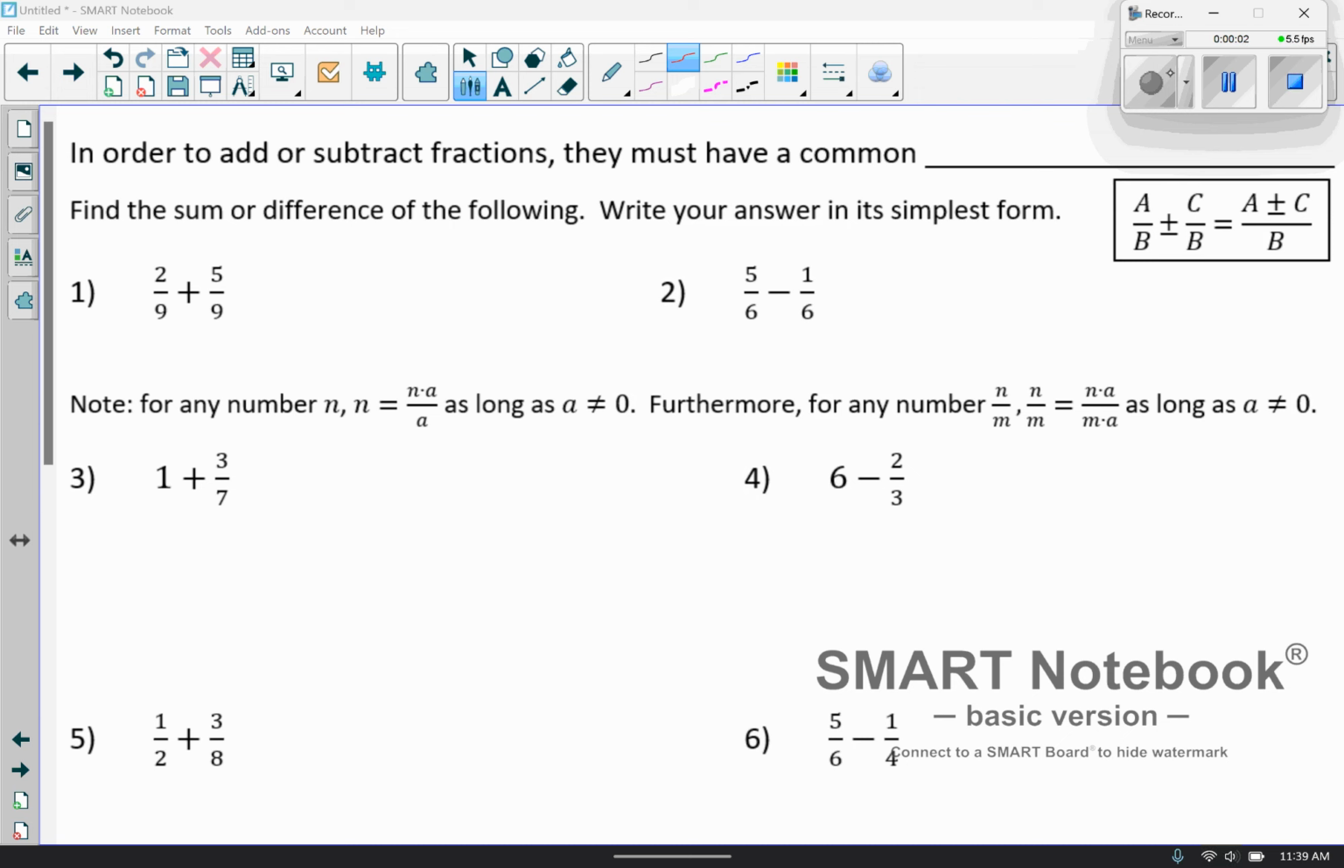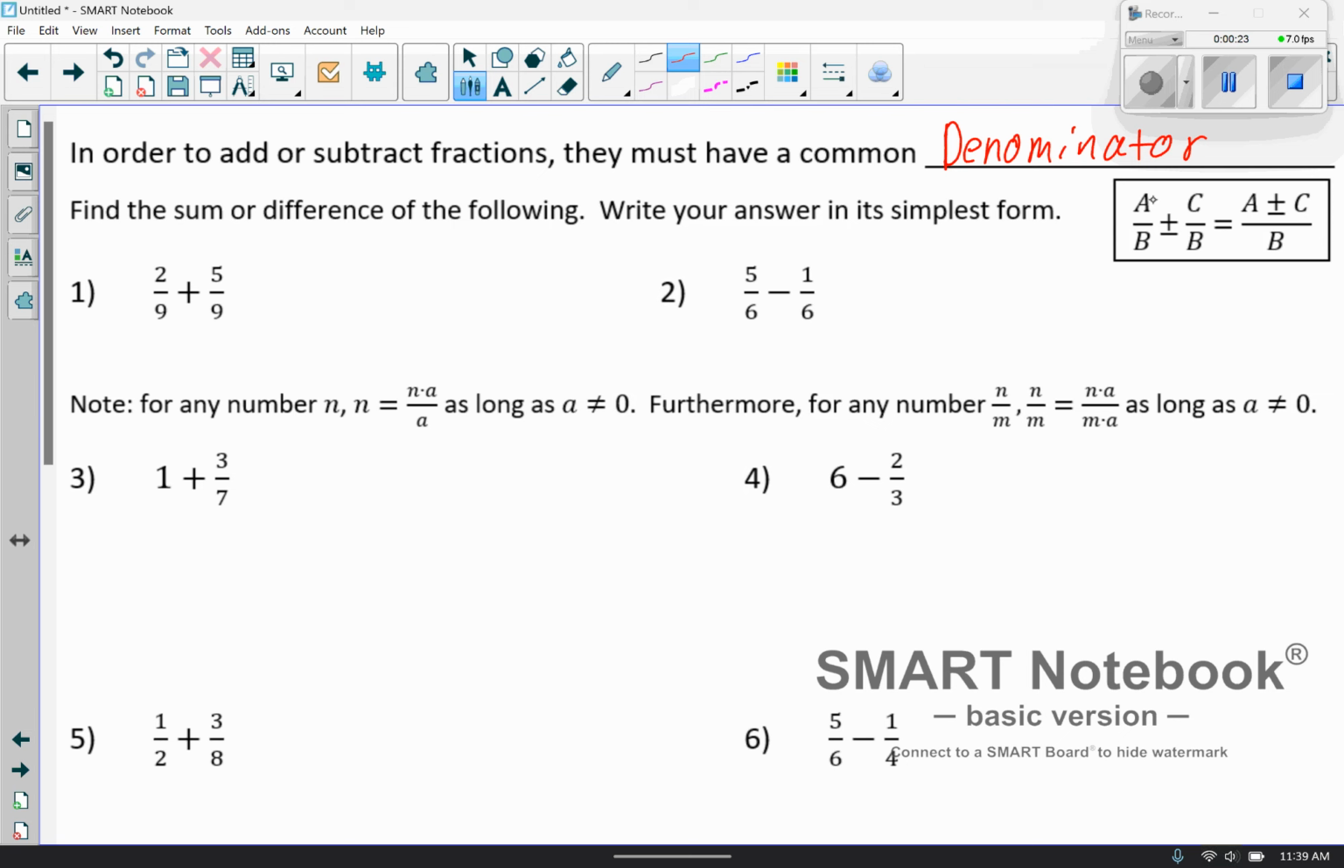Okay, in this lesson, we're going to look at adding and subtracting fractions. And so in order to do so, they must have a common denominator. All right, so let's look at our first rule. To find the sum or difference of the following, write your answer in its simplest form.